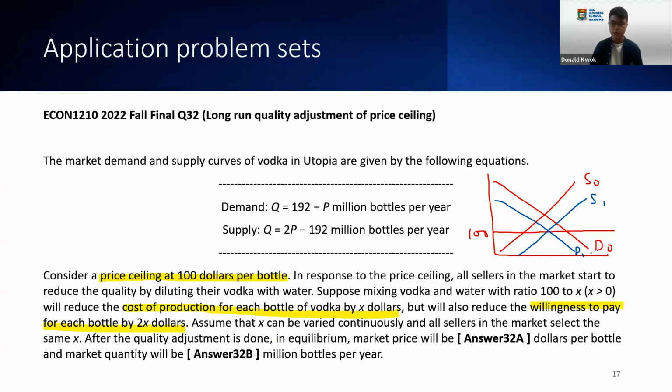So this question asks you, at the new equilibrium after the quality adjustment, what will be the market price and the market quantity? So to begin with, we need to derive the new demand and new supply curve after the quality adjustment, right? So how can you do that? Because seller's cost of production is reduced by X dollars per bottle of vodka, then we would like to shift the supply curve vertically downwards by X dollars.